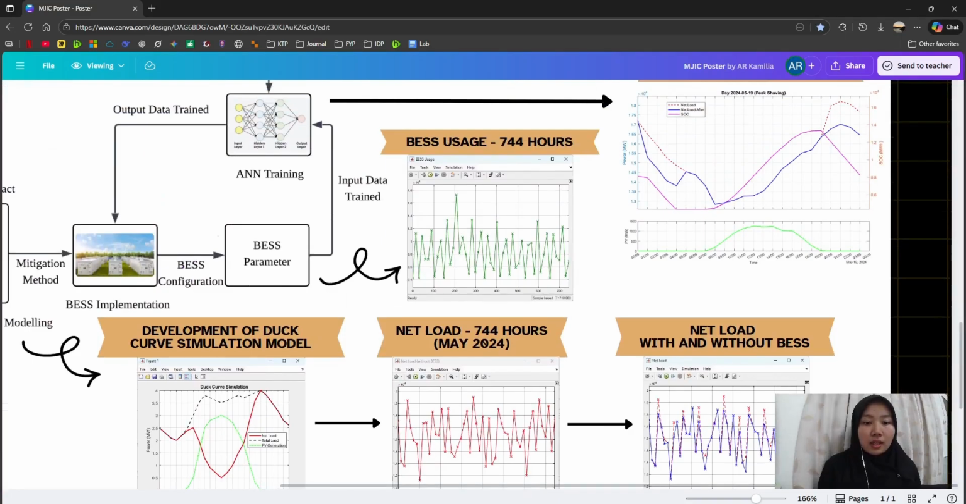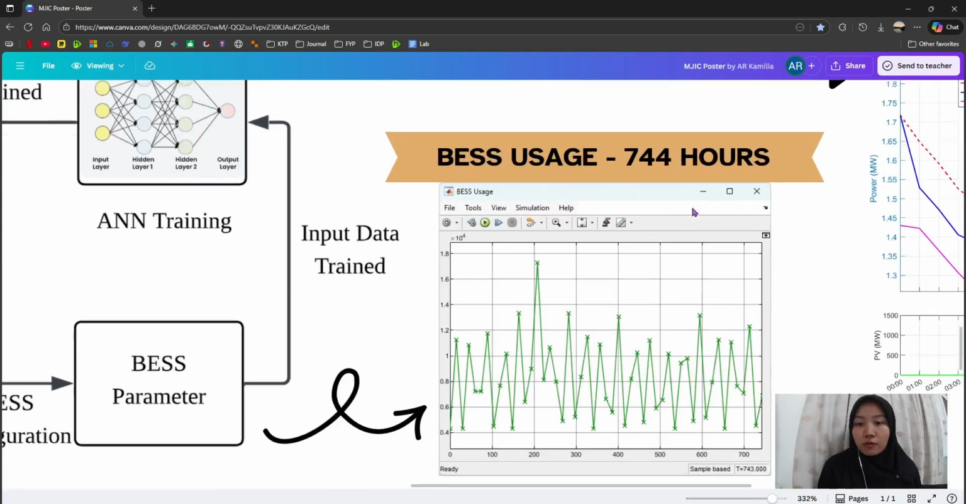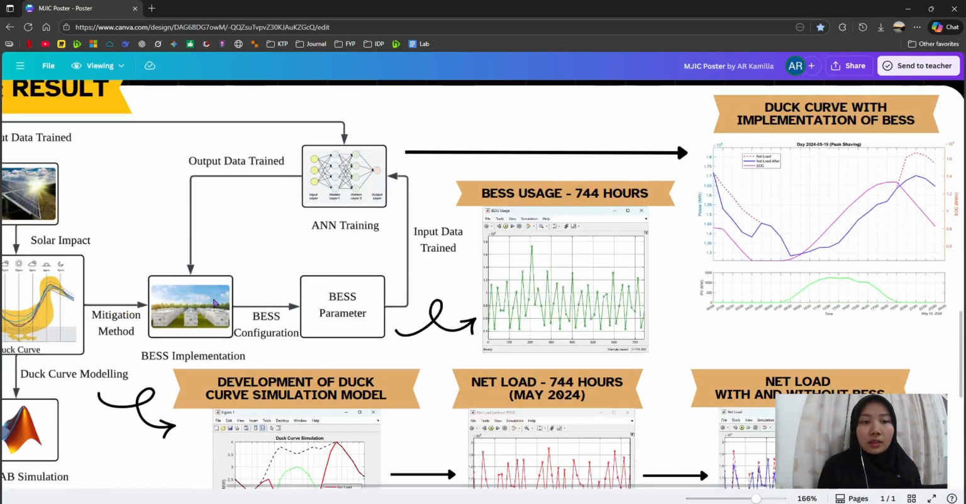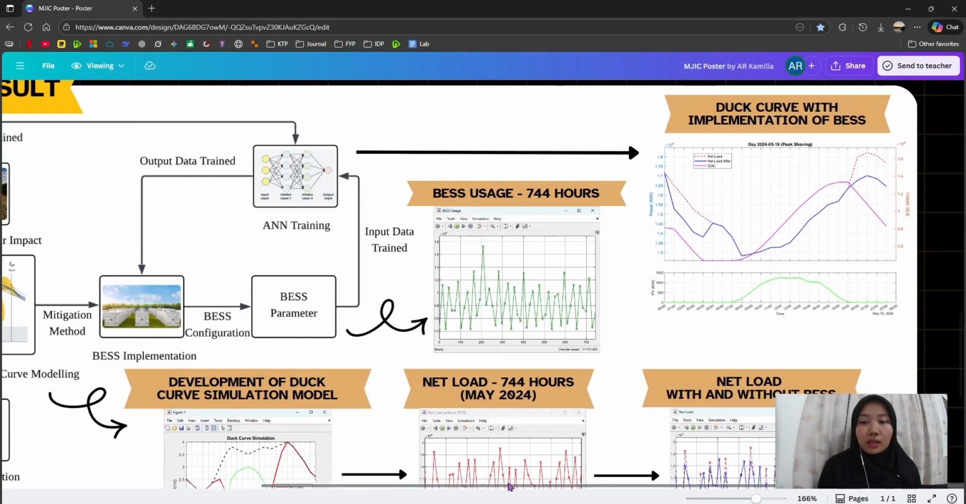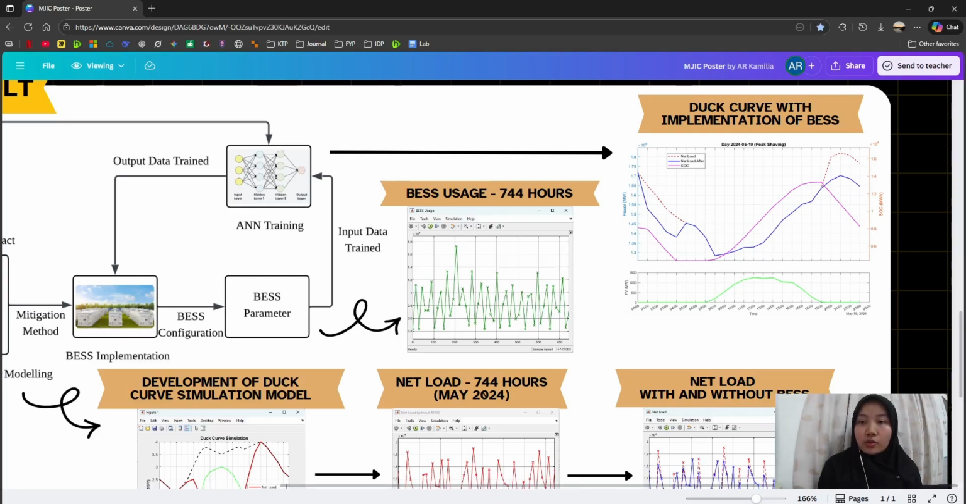And then to mitigate the duck curve, I implement a battery. This is the battery usage for 744 hours. To optimize the usage of the battery, I use ANN training to train the ANN, and then it can efficiently learn when to charge and discharge the battery to reduce the peak.